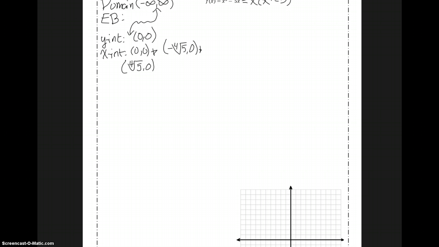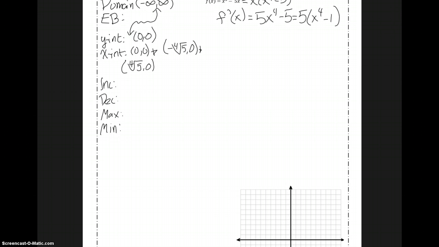The next things we need are where our function is increasing, where our function is decreasing, if we have any maximums, and if we have any minimums. So to find our derivative, let's use the original x to the 5th minus 5x, and let's just do power rule. So we get f prime of x equals 5x to the 4th minus 5. We can factor out a 5, and so we get 5 times x to the 4th minus 1.